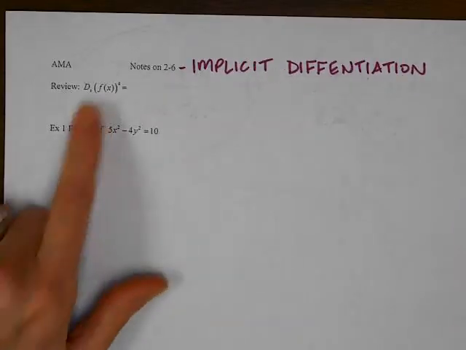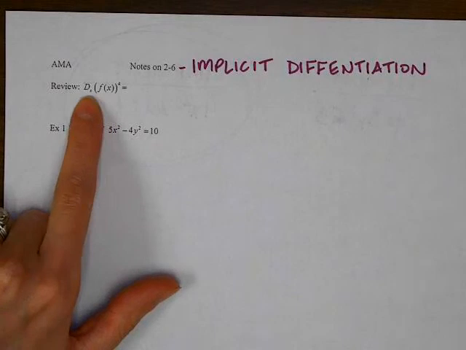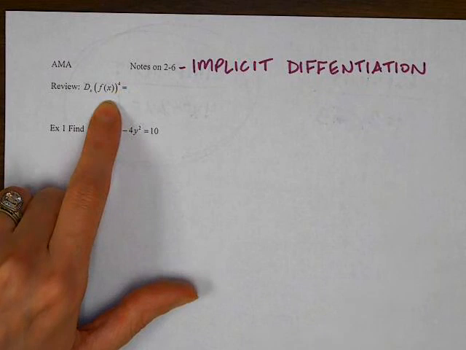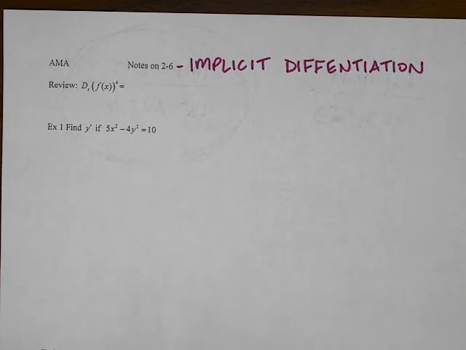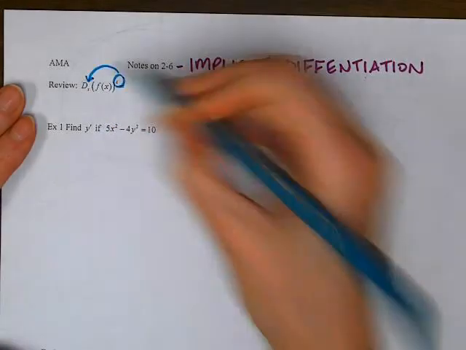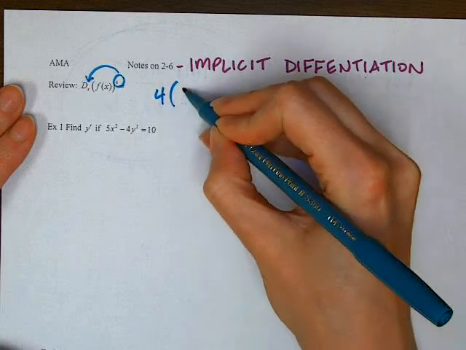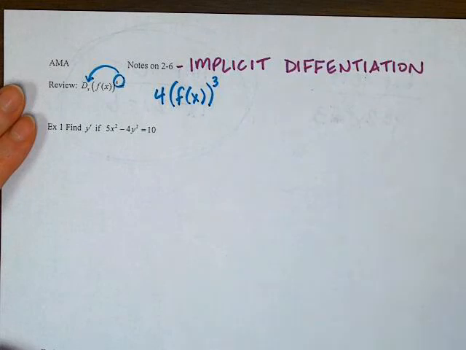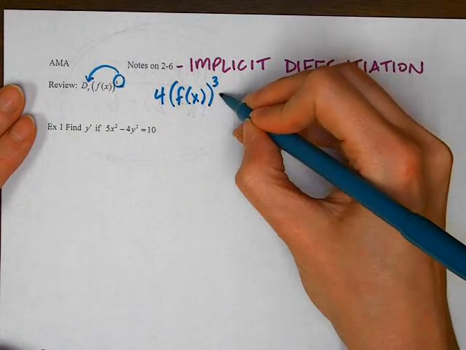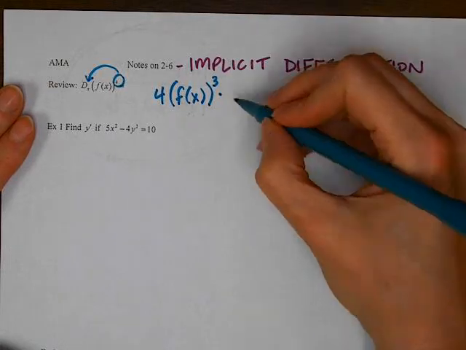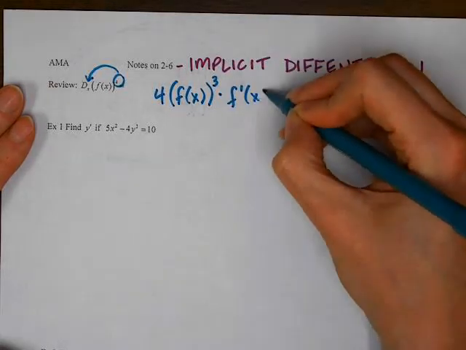So as a little warm up, do you guys remember how to find the derivative of f of x to the fourth power? We would just use chain rule, right? So the 4 would drop to the front, and it would be 4 times f of x, whatever that function is, to the third power, but then don't forget, you'd have to find the derivative of that inner function by chain rule, so times f prime of x.